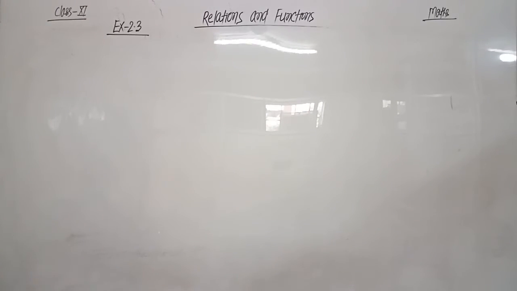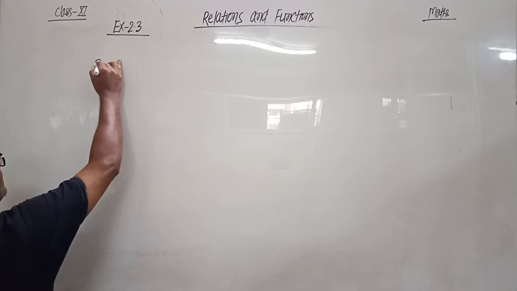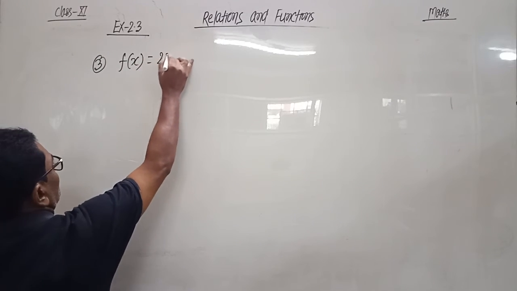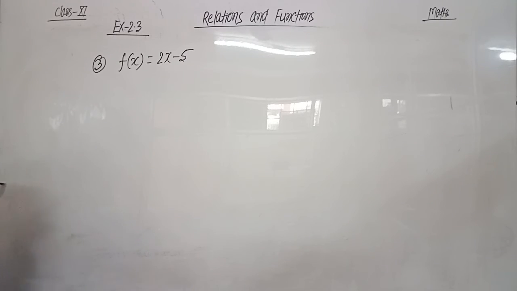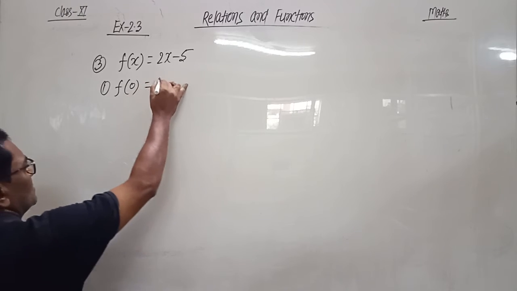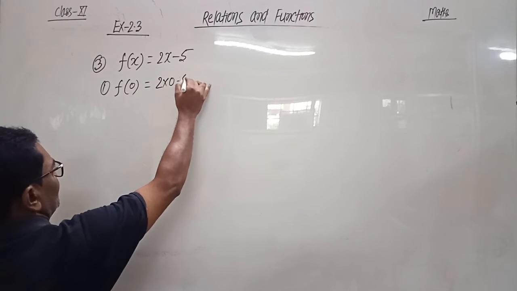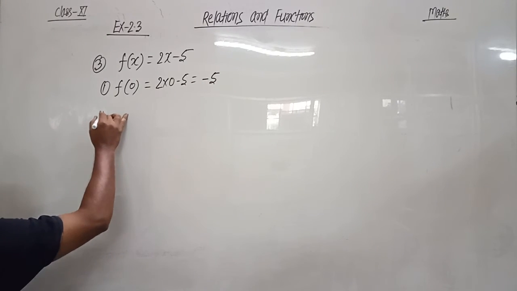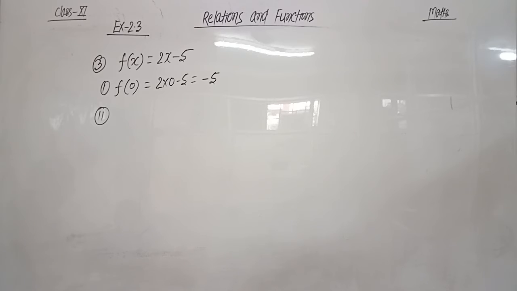Now next question number 3. A function f is defined by f(x) = 2x - 5. Then we have to find the value of f(0). So put the value of x equals to 0. So 2 into 0 minus 5. 2 into 0 is 0, minus 5, we get minus 5. So f of 0 comes to be minus 5.